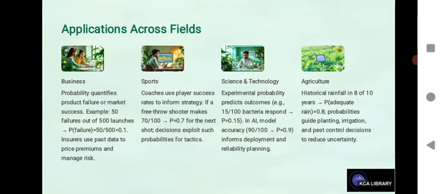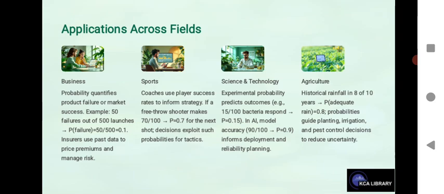Let's look at its application in sports. Coaches use player success rates to inform strategy. If a free throw shooter makes 70 over 100, which is 0.7, for the next shot, decisions exploit such probabilities for tactics. What of in science and technology?